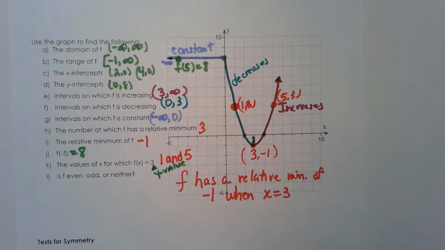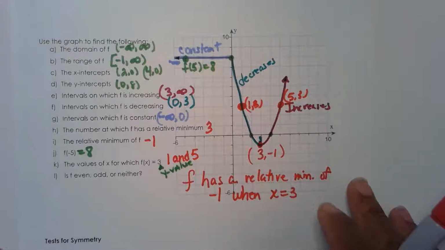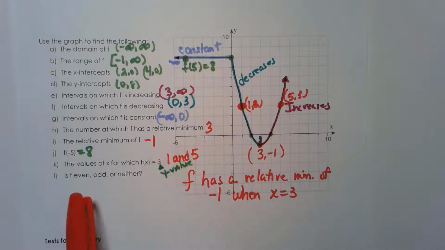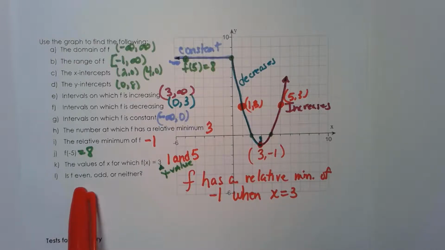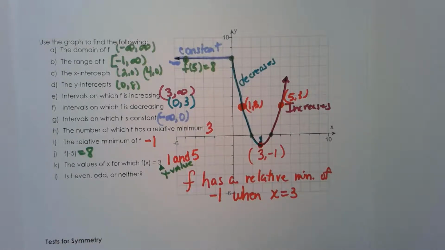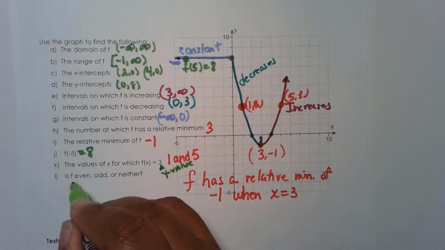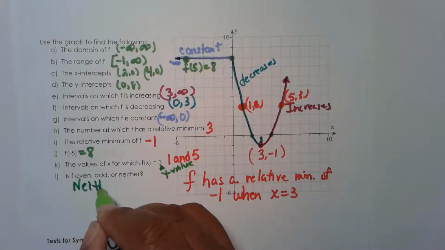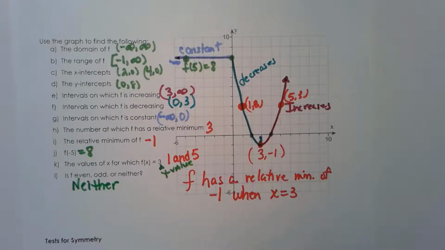And then it says if f, the function f, is even, odd, or neither. Now we haven't gotten into it, I showed you a picture of it, but in the next video we're definitely going to talk about what makes a function even or odd. So at this moment right now, we would just say neither. There we go.